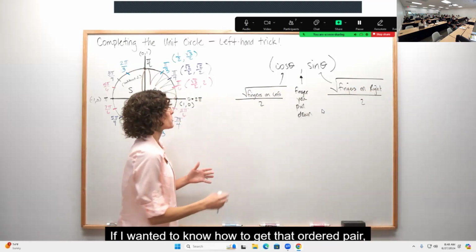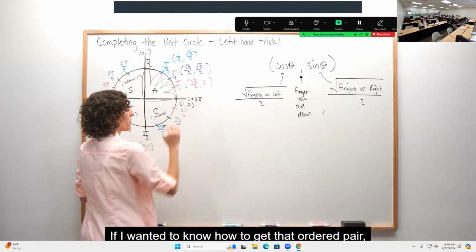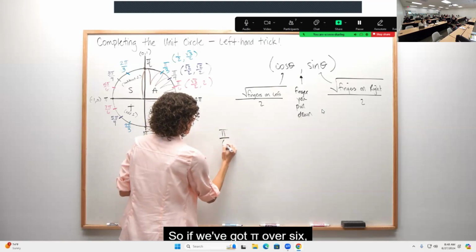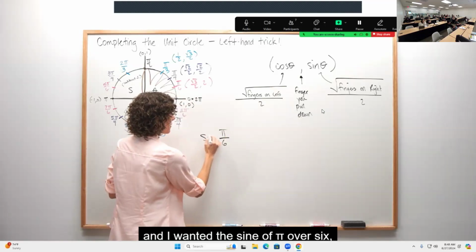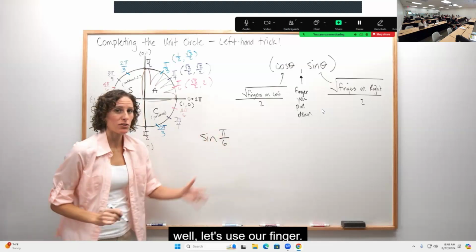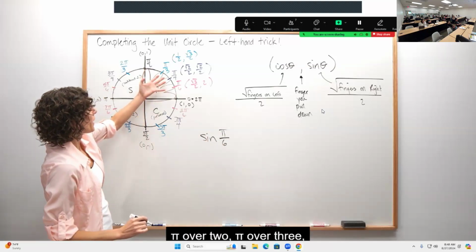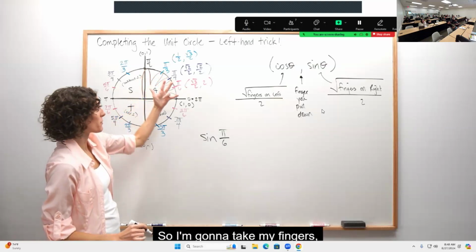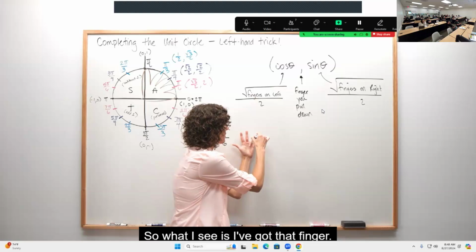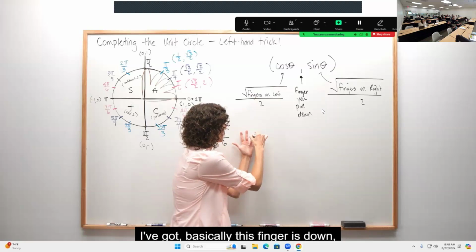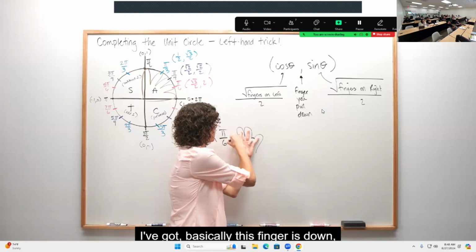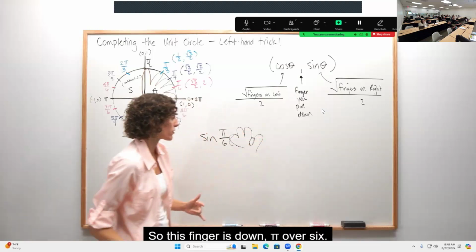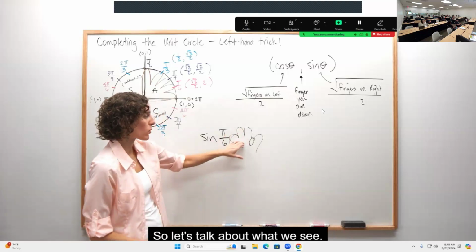So let's play around. If I wanted to know how to get that ordered pair, I know this is pi over 6. So if we've got pi over 6, and I wanted the sine of pi over 6, well, let's use our fingers. You ready? Pi over 2, pi over 3, pi over 4, pi over 6. So I'm going to take my fingers, and I'm going to put it like this. This finger is down, pi over 6. So let's talk about what we see.